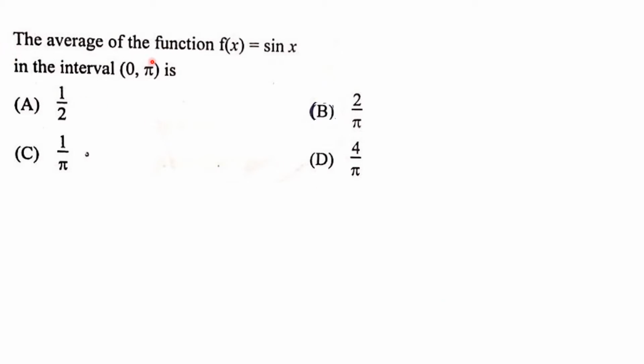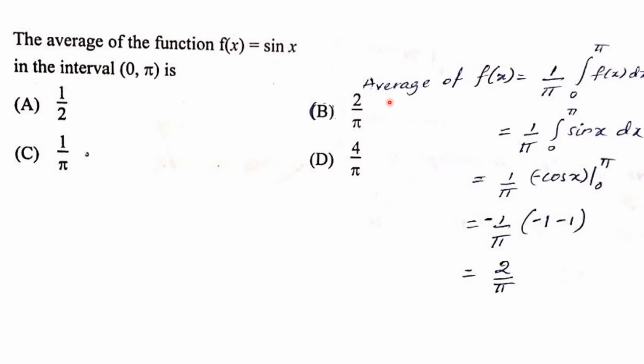The average of the function f of x equal to sin x in the interval 0 to pi is. Average of f of x is given by 1 by pi integration 0 to pi f of x dx. Here f of x is sin x. Therefore, 1 by pi integration 0 to pi sin x dx. Integration of sin x is minus cos x, so in the interval 0 to pi.